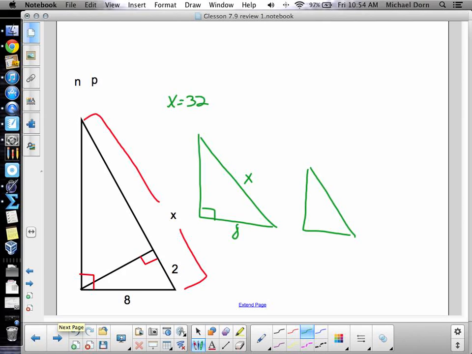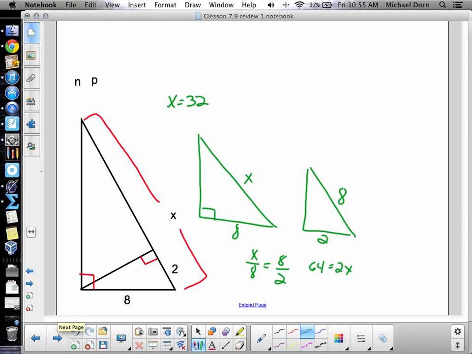It's pretty easy to see the Mama triangle. Ain't going to help me much here. Short leg is 2, hypotenuse is 8. Now, when we set this one up, I'm not going to get an X squared. That's a problem for a lot of people. I'm going to get X over 8 equals 8 over 2. And so it's 8 times 8, 64 equals 2X.